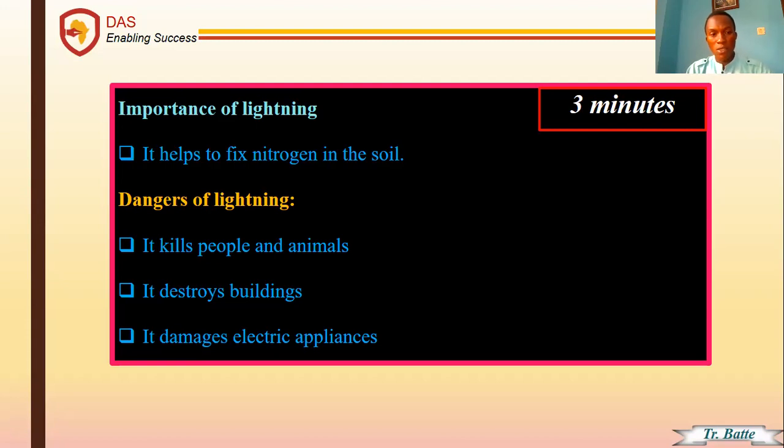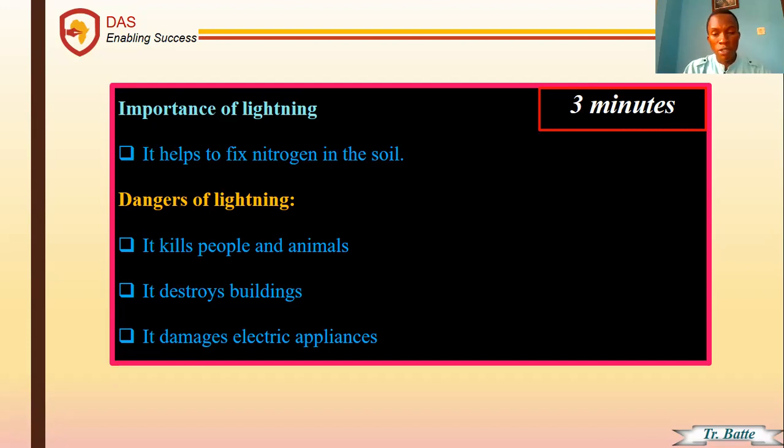You know, when lightning strikes you, you can die. Even if it is an animal, it will die. It destroys buildings. That's why most buildings are protected with lightning protective gears or devices. We shall look at them. Because it is dangerous, it destroys buildings.